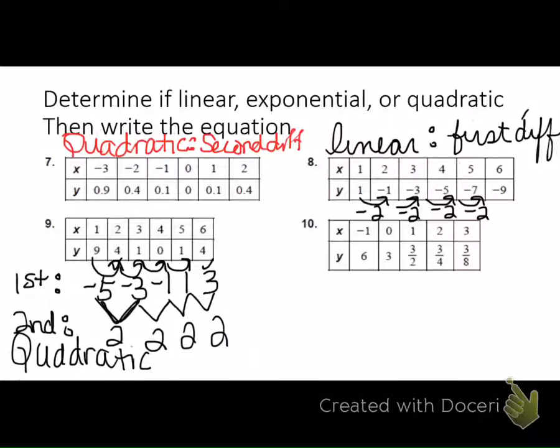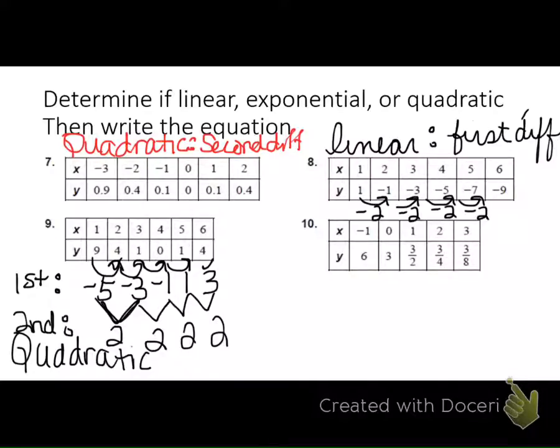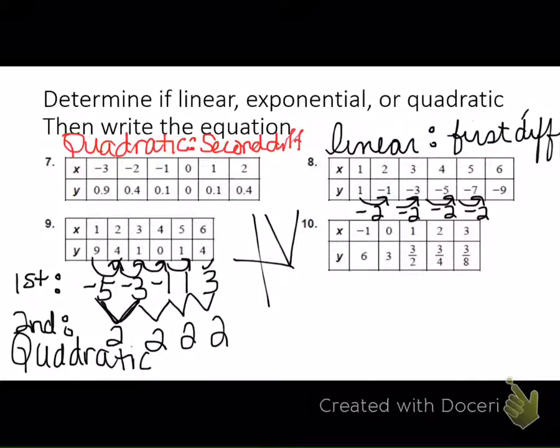Well, the other possibility for symmetry is if it's an absolute value function, where it would make a V. So that would be the other option for symmetry. Remember what that one looks like? It's not going to be doing this. It's not an absolute value. So that's why we're checking that second difference.